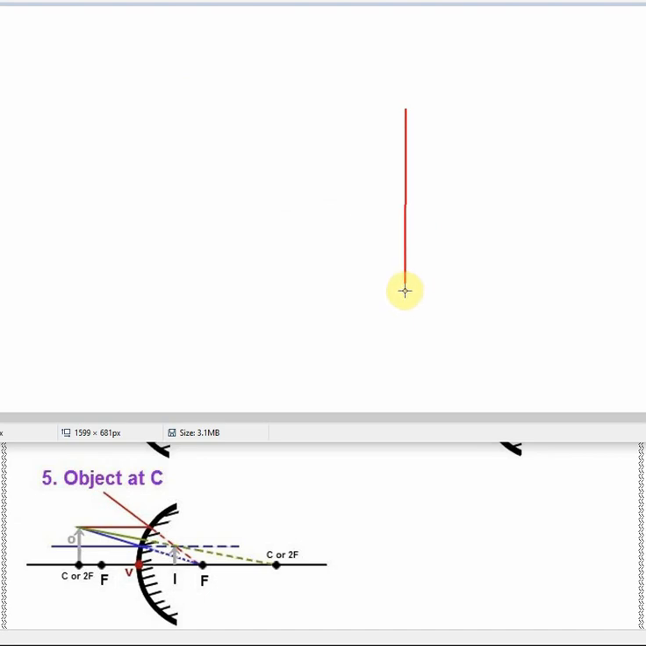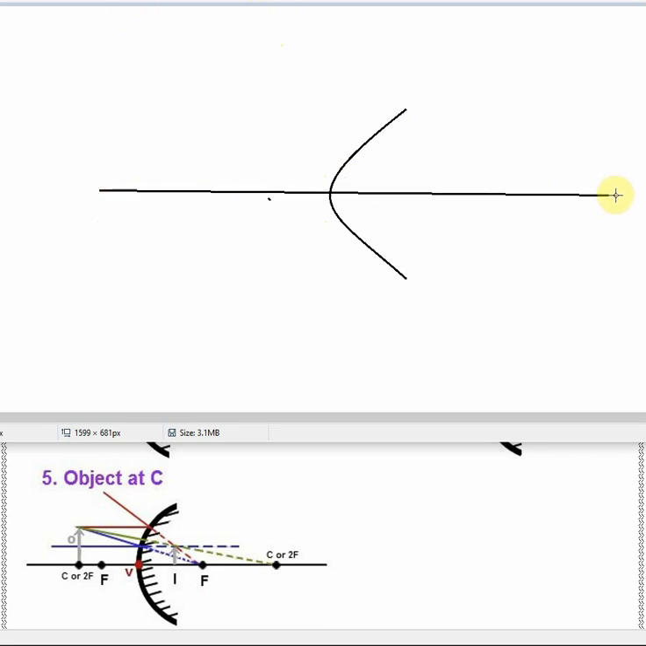First we will draw the aperture, the mirror. Done. Then we will draw the principal axis. This is my principal axis here. Done.